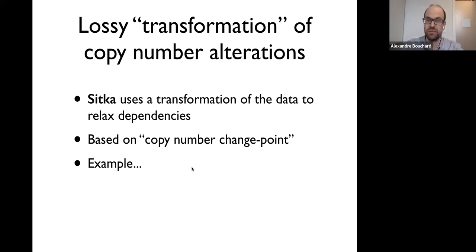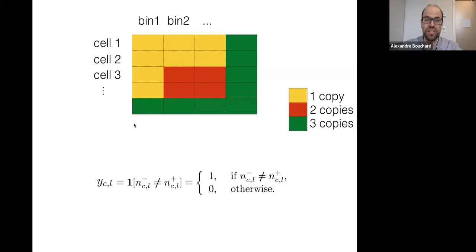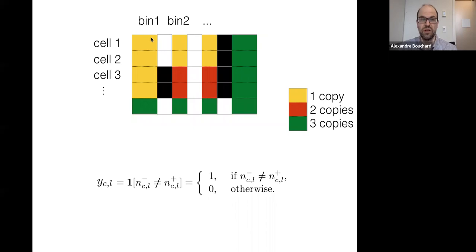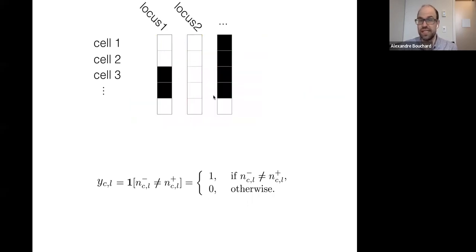The method we use for that is a certain transformation that relaxes the dependencies. It's based on a notion of copy number change point. A key thing here is that it's going to be lossy. We're going to lose some information. The transformation is defined as follows. Based on the copy number, on the left and on the right of each boundary point, we look at whether there's a change in copy number. Here's an example. The output of this transformation will be a binary value: here there was no change, so it's 0, and there was a change here, so it's a 1. We do this across all adjacent bins, and we get a set of loci from this.